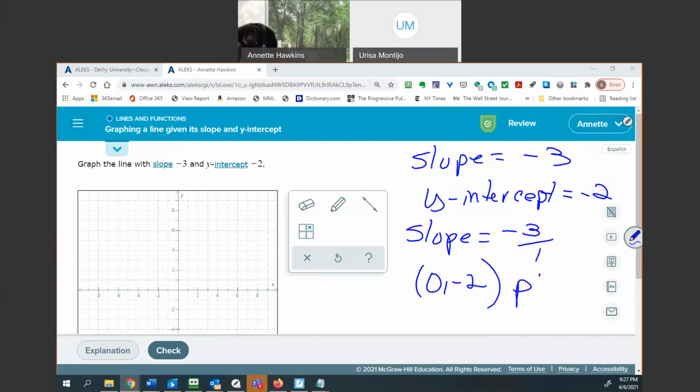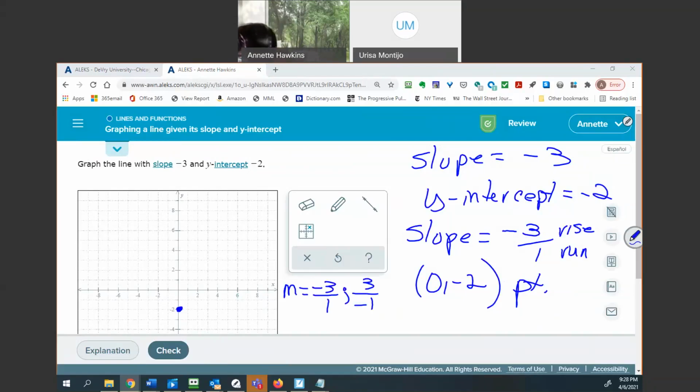All right, so I go to my point. This is your point. Always go to that point. The point is (0, -2). So it is right here. And my slope is negative 3. This is rise, and then this is run. So you want to write that slope two ways, negative over positive and a positive over a negative, okay?